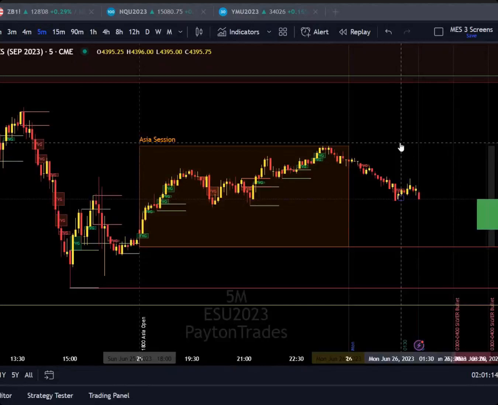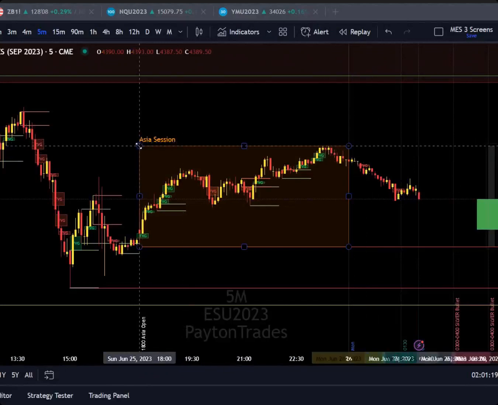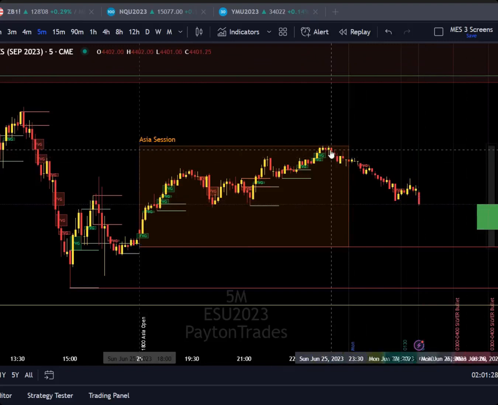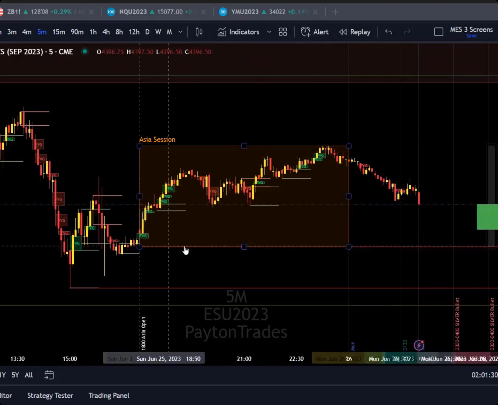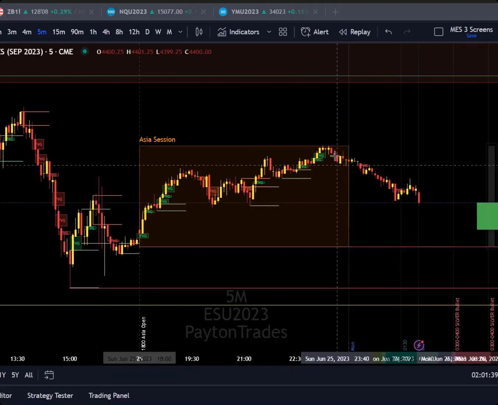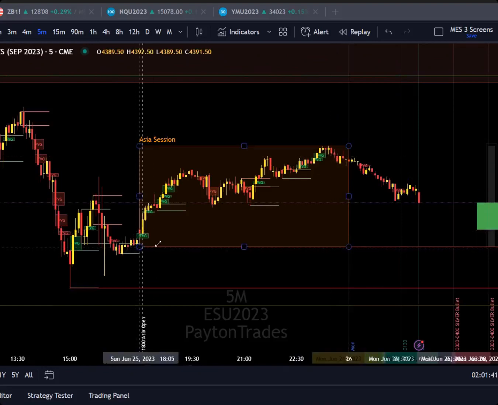Good morning. It's 2 a.m. I'm recording the London session, which starts at 3 a.m. and ends at 11 a.m. As you can see here, I drew out the Asian session, which starts at 6 p.m. the night before and ends at midnight, because I want to mark the low, which is here, 4387.50.